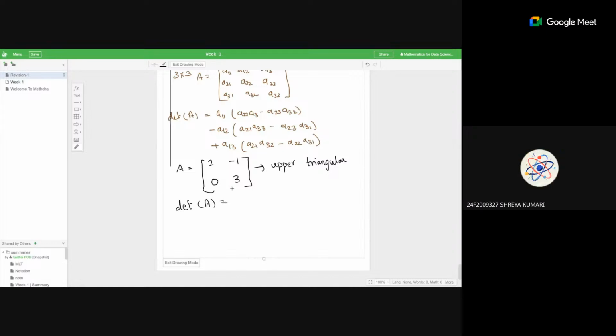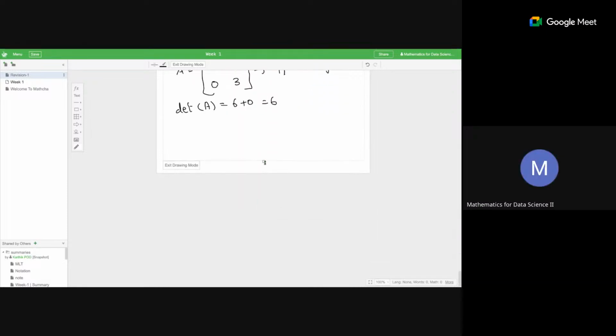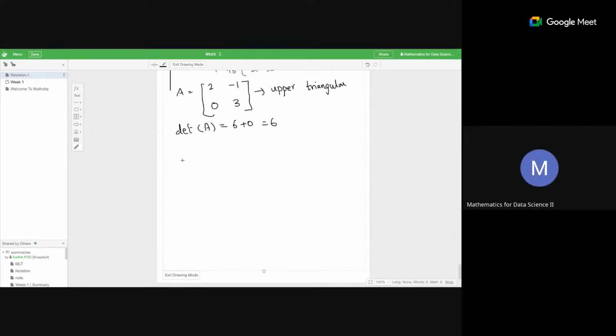6. It is just the product of the diagonal, 6 minus 0 plus 0. Okay, fine. Now let us consider another example.